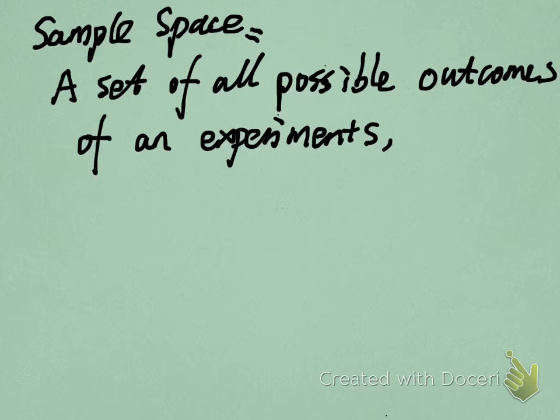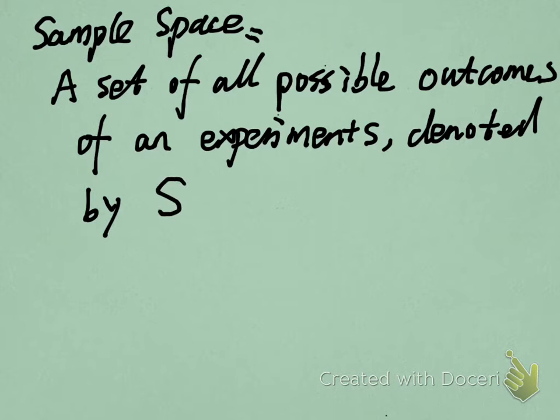In general, there are several methods to denote a sample space. Sometimes we denote it by a capital letter S, and in some books they denote it by a capital Omega. So this is a sample space. For sample spaces, we have two styles.